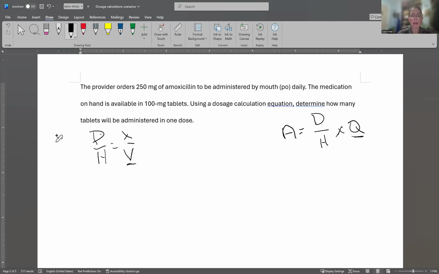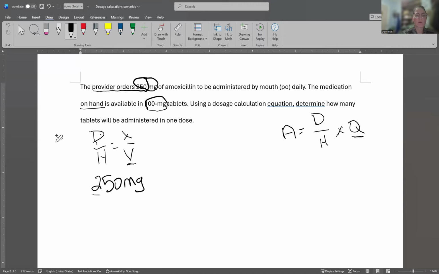The order reads, the provider orders 250 milligrams of amoxicillin to be administered by mouth, otherwise PO, daily. The medication on hand is available in 100 milligram tablets. All right, so I've read that. D, I go back and read, provider orders 250 milligrams. I want the milligrams, so D is 250 milligrams. Go back to my scenario. What's on hand? Available, 100 milligrams.